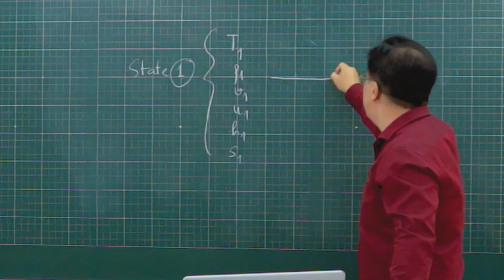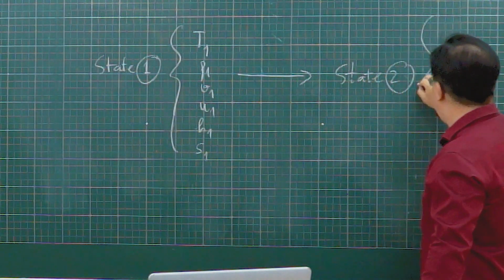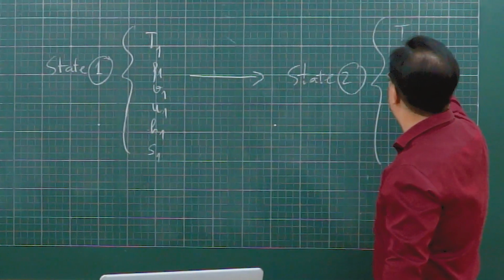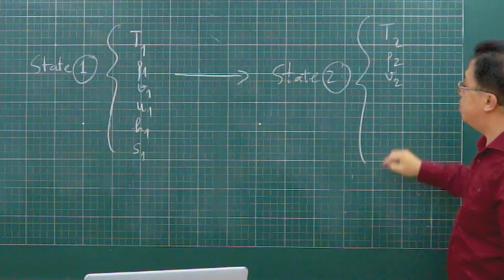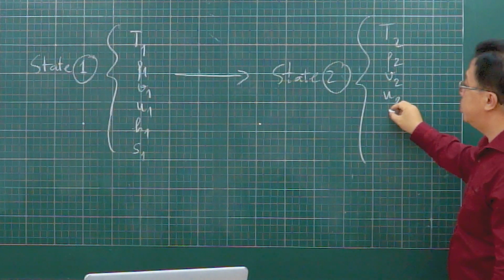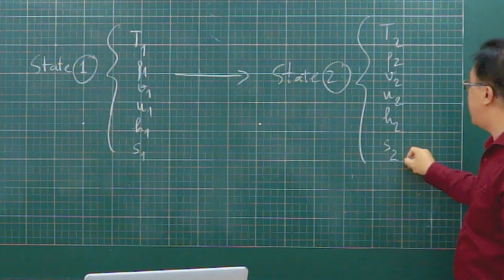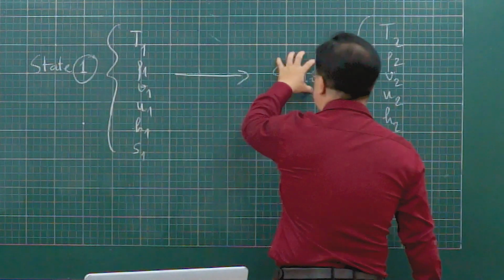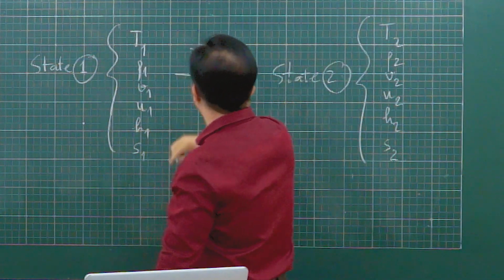So when it moves to the next state, for example state 2, it will have temperature T2, pressure P2, specific volume V2, internal energy U2, enthalpy H2, and entropy S2. So when it moves from state 1 to state 2, we get a process.